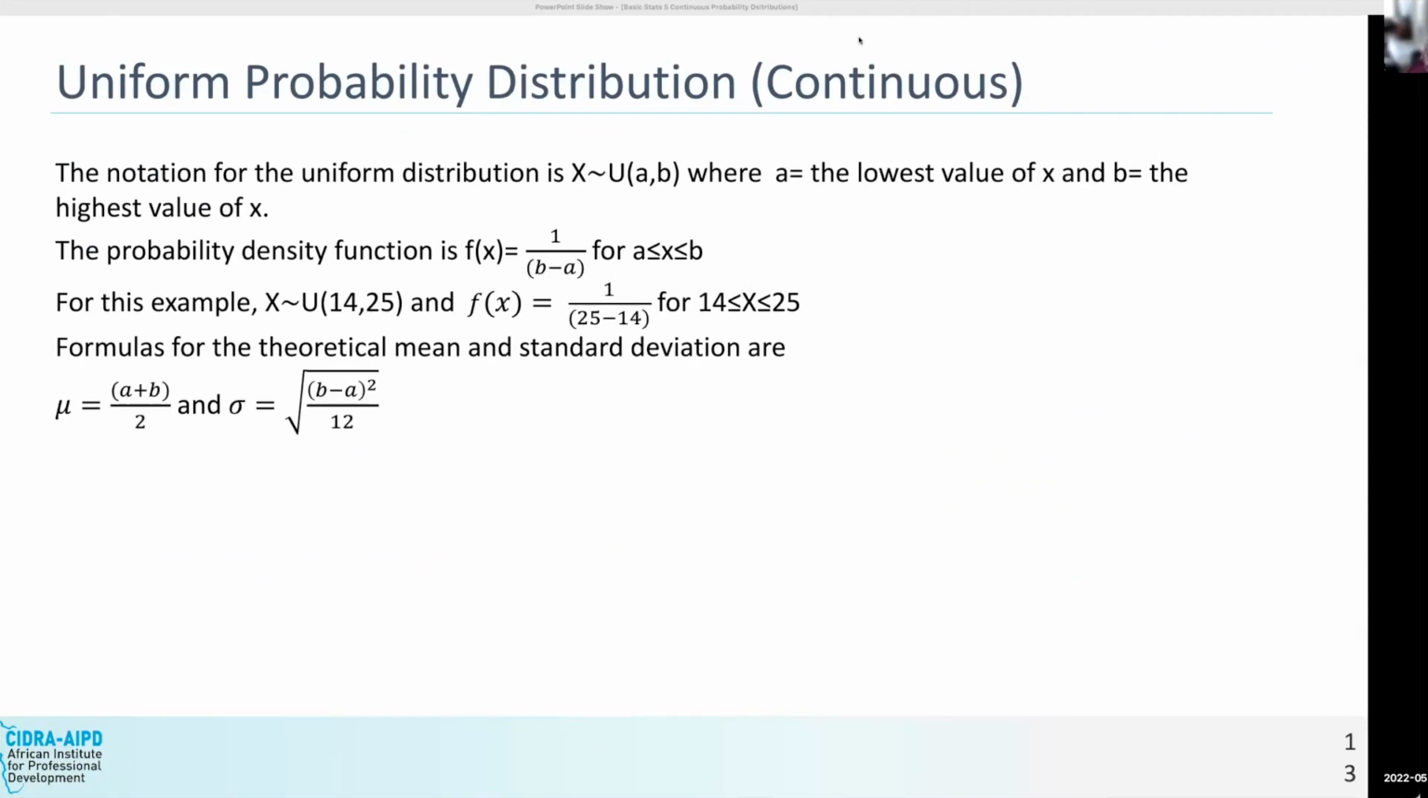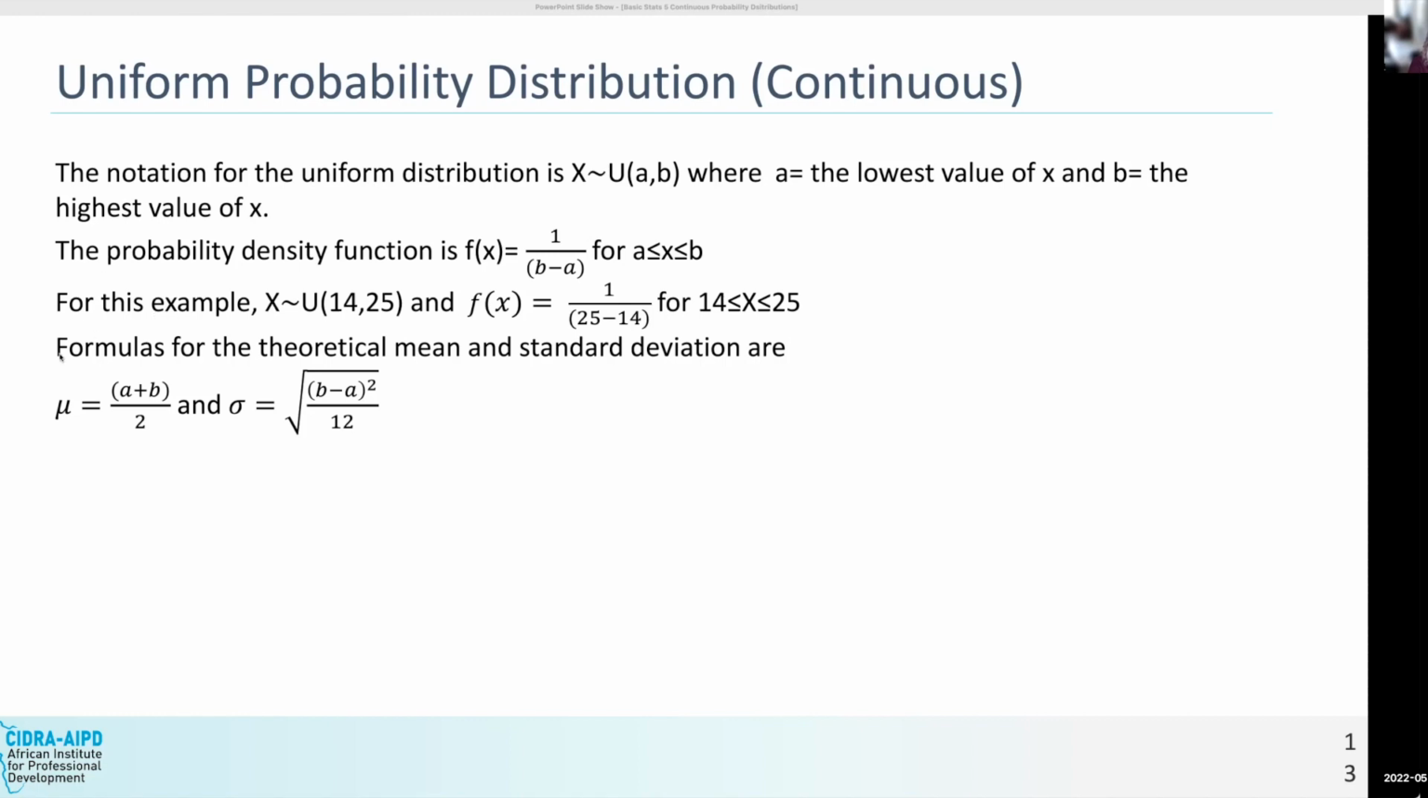So in more general terms, the notation for the uniform distribution is just like this. X is uniformly distributed between the values of a and b, where a is the lowest value of x and b is the highest value of x. Then the probability density function is f of x equals 1 divided by b minus a for the range a less than x less than b.